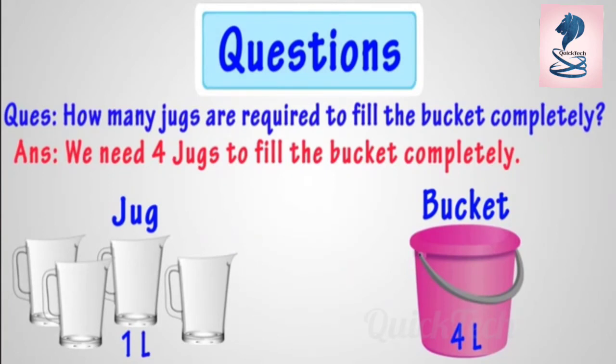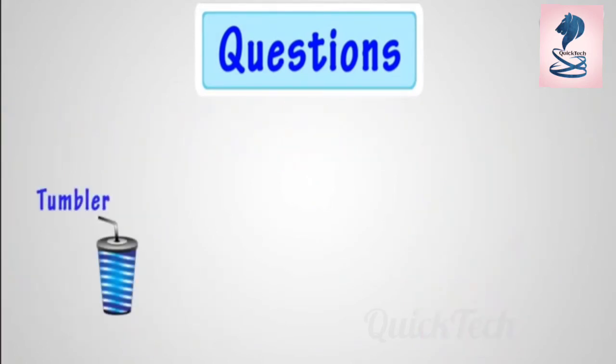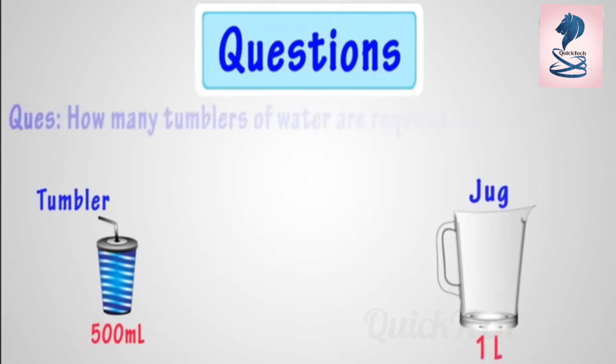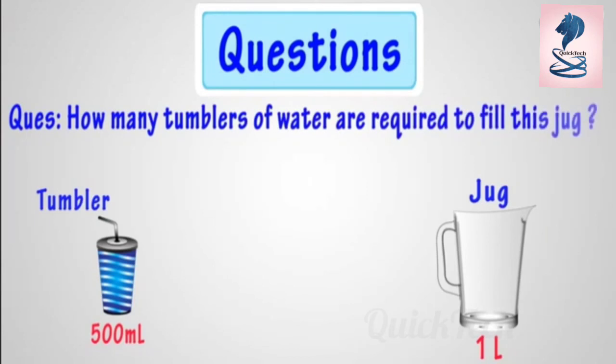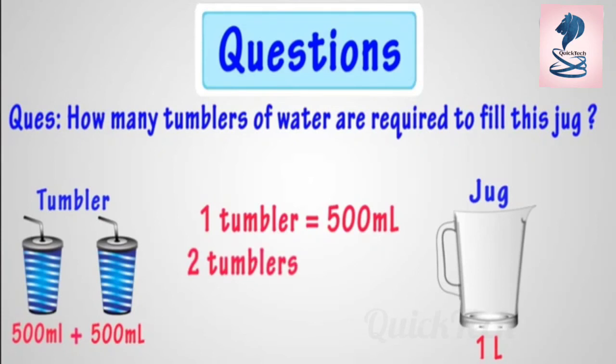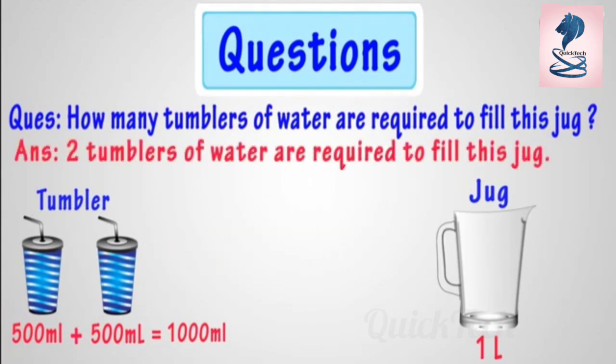Let's move on to the next question. Capacity of 1 tumbler is 500 milliliters. And capacity of this jug is 1 liter. Then how many tumblers of water are required to fill this jug? 1 tumbler contains 500 milliliters. 2 tumblers will contain 500 milliliters plus 500 milliliters equals 1,000 milliliters, or 1 liter. So 2 tumblers of water are required to fill the jug.